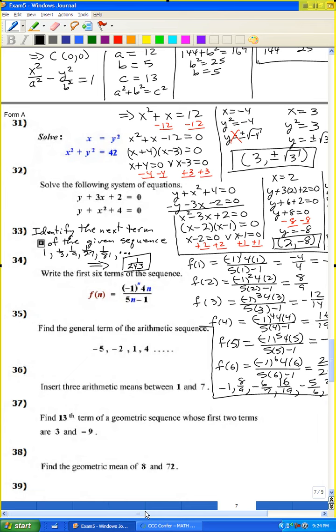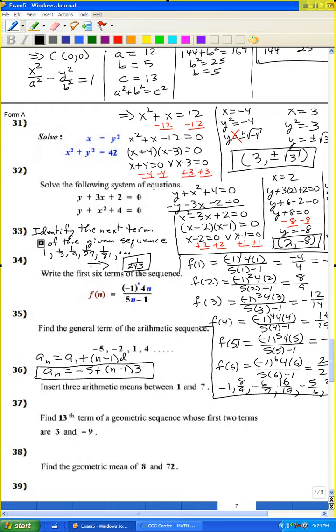Problem number 35. Find the general term of an arithmetic sequence. The general term of an arithmetic sequence is the following. In this case, the first term is -5. The common difference is 3. And that's your answer. You can, of course, simplify it, but since I have no room, I'll just leave it in that form.